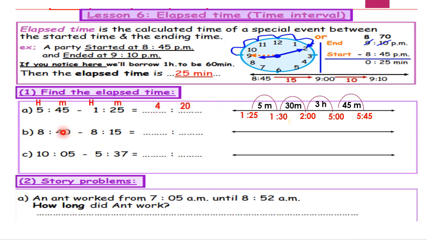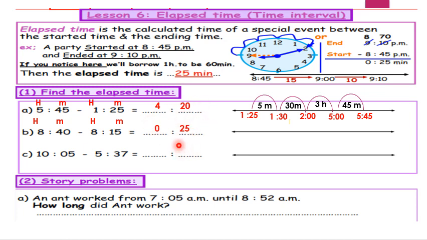Let's do exercise number B. 8:40 minus 8:15. The first step, again, hours and minutes. Then start subtracting from the minutes. 0 minus 5 can't be done, so the 0 becomes 10, and the 4 becomes 3. 10 minus 5 equals 5, 3 minus 1 equals 2, and 8 minus 8 equals 0. So the elapsed time is 25 minutes.